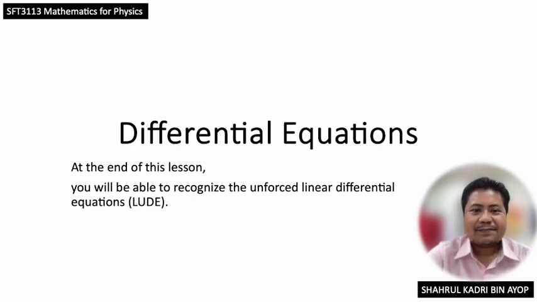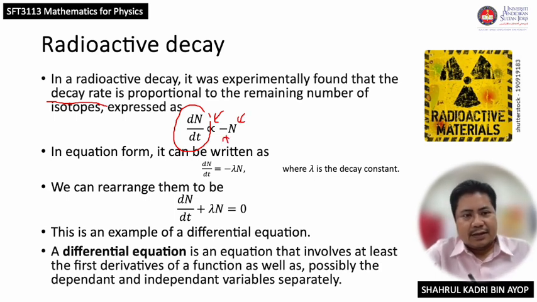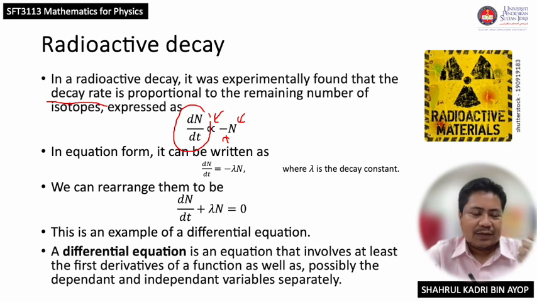Okay, let's start. In a radioactive decay, it was experimentally found that the decay rate, that means how many isotopes decay over time, is proportional to the remaining number of isotopes. So the decay rate is represented by the first derivative of the remaining number of isotopes over time, and it is proportional to the remaining number of isotopes. And the negative means the decay rate becomes slower as the remaining nuclear isotopes become smaller. The amount becomes smaller.